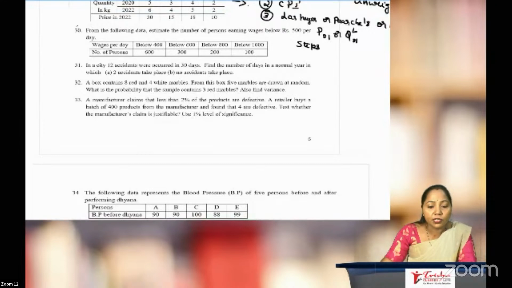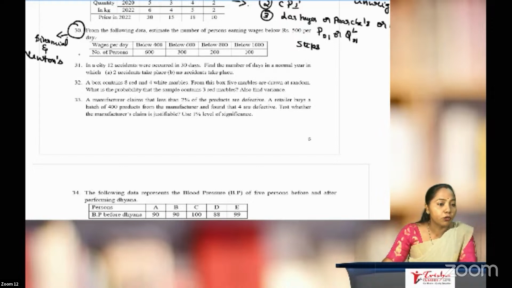Then coming to question number 30, it is from interpolation, extrapolation. And as you all know, dear students, we have only 2 methods over there. Binomial expansion method, and Newton's forward difference method. So you can expect any of the 2 formulas there for the given data. Okay, that is for question number 30.